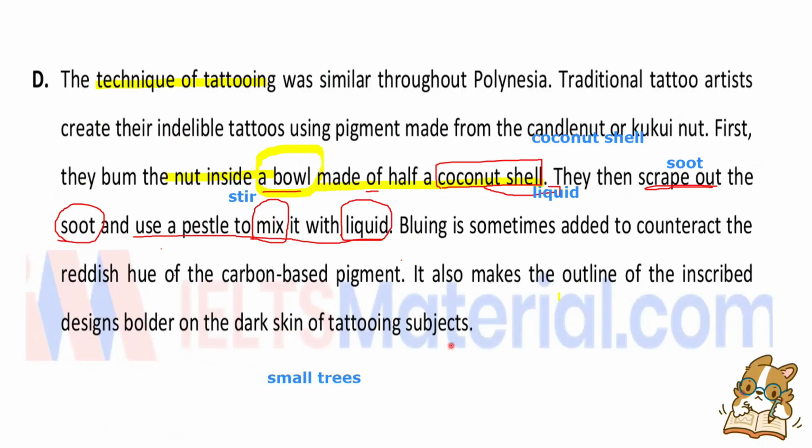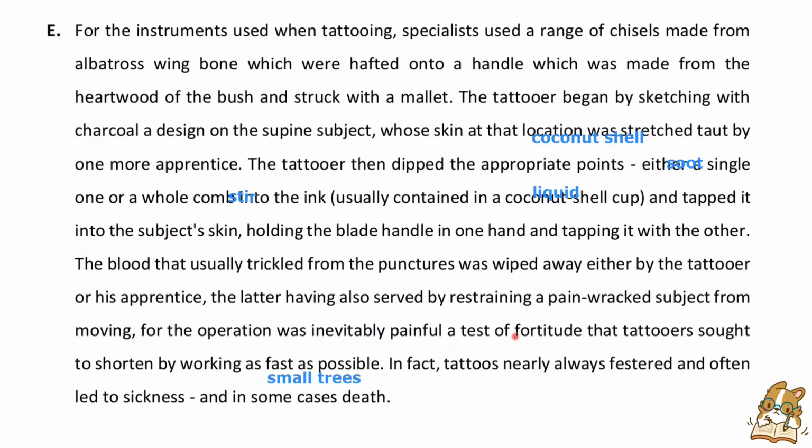Designs, dark skin tattooing. No, we don't find any. So it's time to move on to the next paragraph. All right, so do we find a synonymous word to small trees? For specialist chisels made from albatross wing bone.